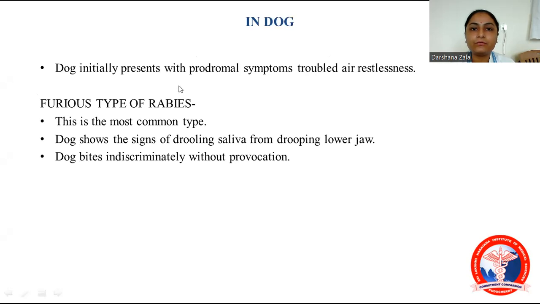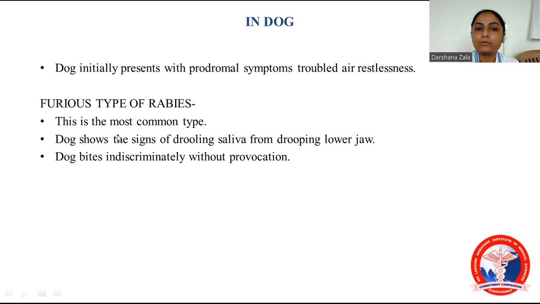Now, what will be the feature or picture of rabies in the dog? It is of two types. One is the furious type and the second is the dumb type of rabies. The dog will initially become restless, which is a prodromal symptom in a dog. In the furious type of rabies, which is the most common type, the dog shows signs of drooling of saliva from a dropping lower jaw.